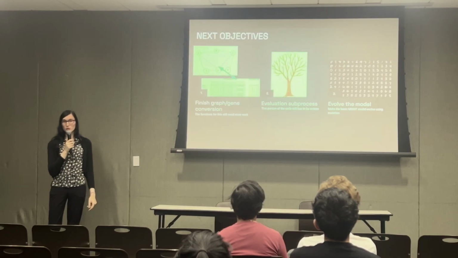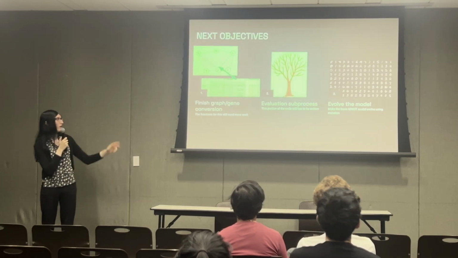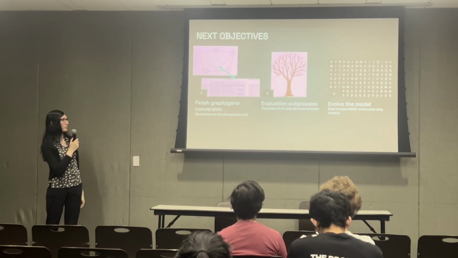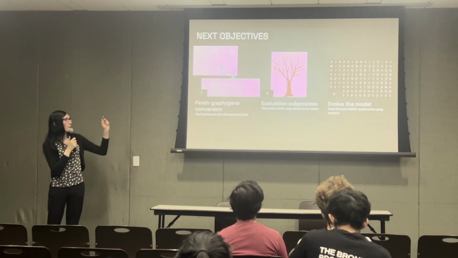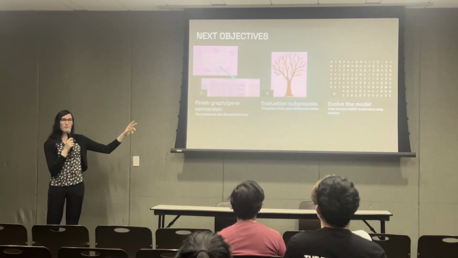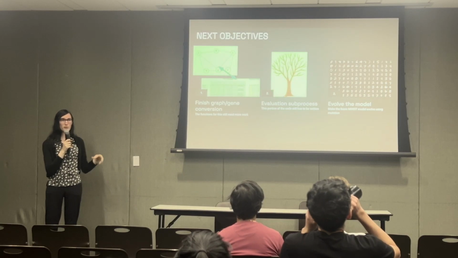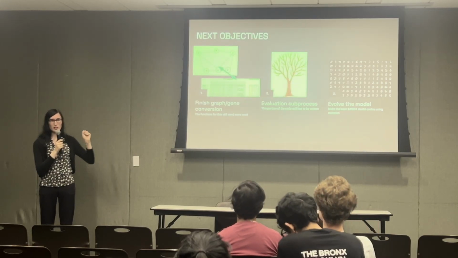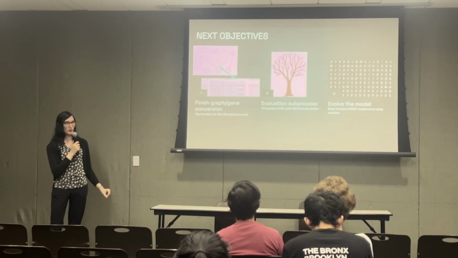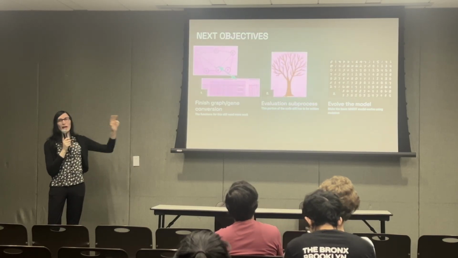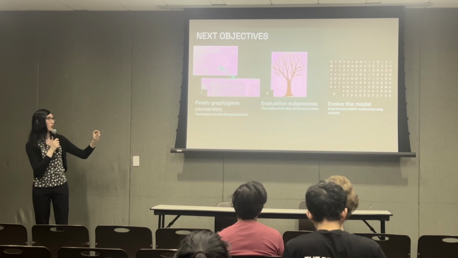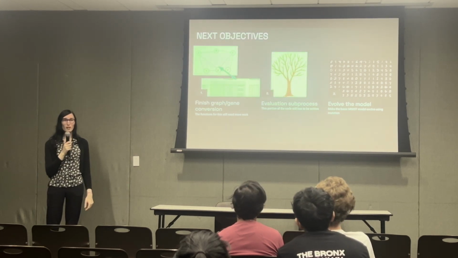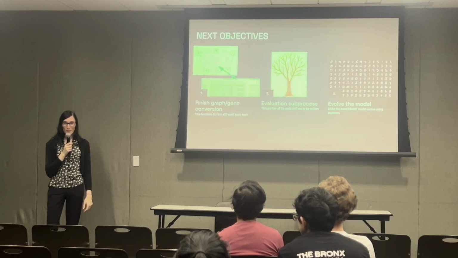The next things we're going to be doing are finish the functions for converting between genes and block graphs, and write the actual evaluation subprocess, because we have the evolutionary framework but not the subprocess for evaluating the models. And then once we're done with that, we're going to make our model evolve and see if it does anything interesting.